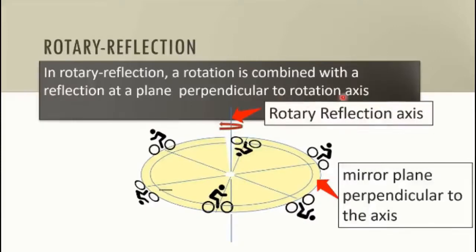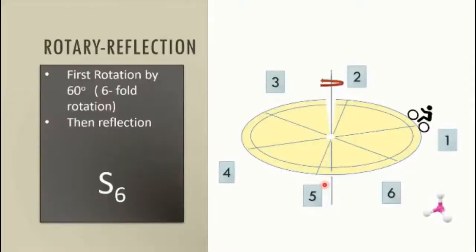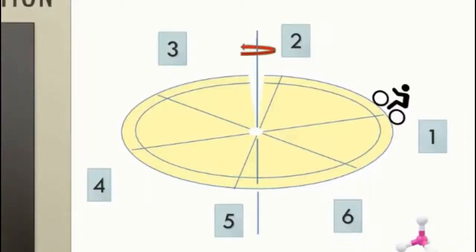Let us understand this by performing it. Now we are going to generate the same configuration as we generated in rotoinversion by performing rotary reflection. Here the order of rotation comes out to be different from rotoinversion. It can be same as in 4-bar and S4. Now starting from position 1, let us first perform a 6-fold rotation, means rotation by 60 degree. Now we will perform a reflection at a mirror plane whose plane is normal to the rotation axis. In this way, the new position is generated at point 2.